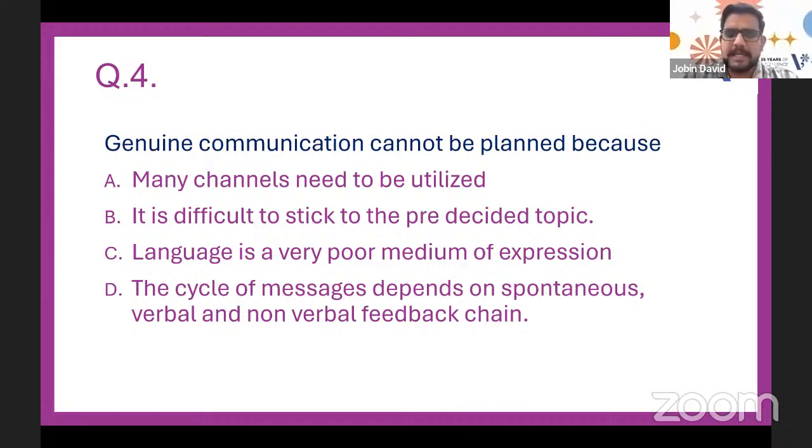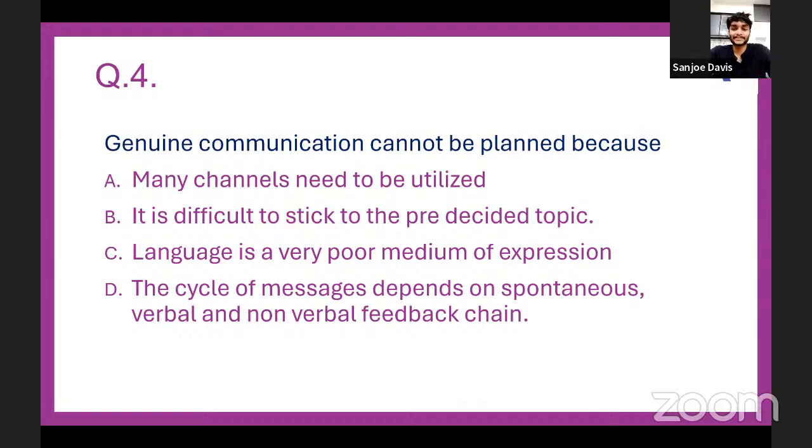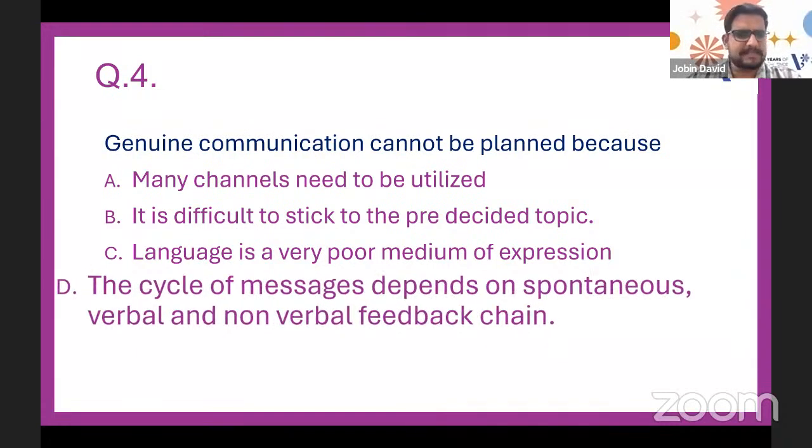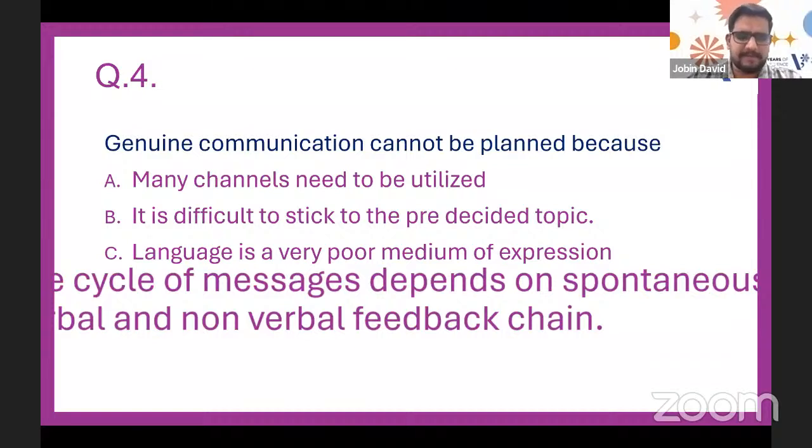That is, the cycle of messages depends on spontaneous verbal and non-verbal feedback chain. Obviously, if we have a genuine communication, we have a spontaneous reaction or a spontaneous message coming out. We have verbal actions and non-verbal actions, so we have verbal feedback and non-verbal feedback. They are liking our video and putting hearts and comments on our video. These are all verbal and non-verbal feedback. This is spontaneous. We didn't plan this. We didn't tell anyone to comment on this session, or tell them to comment this answer. But that is genuine communication. What is happening, Sanjo? Yes, sir. So we will go with option D: the cycle of messages depends on spontaneous verbal and non-verbal feedback chain. That's it.